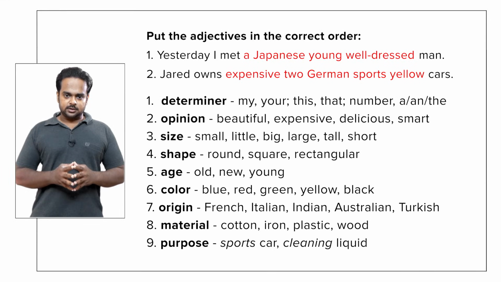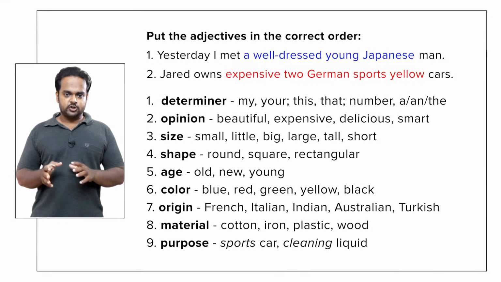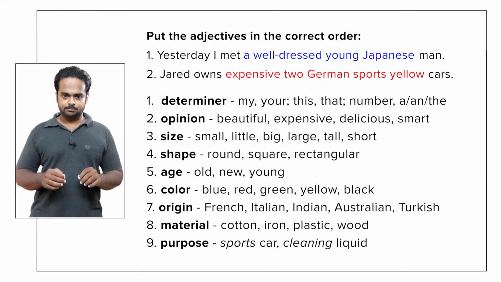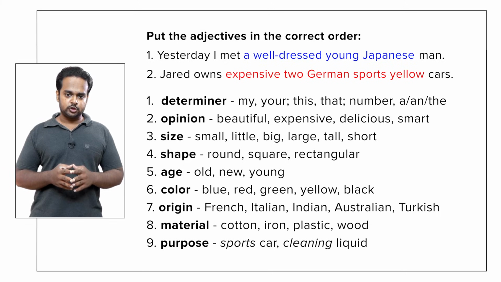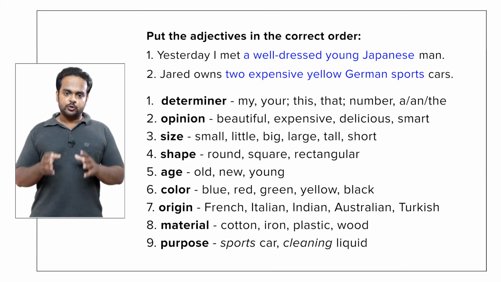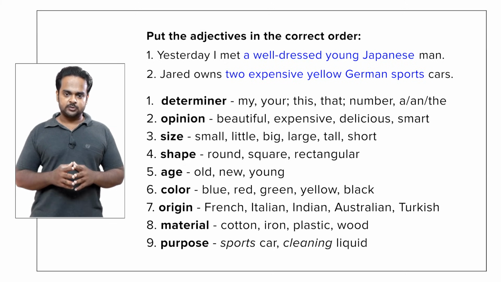Okay, in the first sentence, we should say, yesterday I met a well-dressed young Japanese man. The word well-dressed is an opinion, so it comes first. Age comes next, young, and finally, origin, Japanese. In number 2, Jared owns 2 expensive yellow German sports cars. Notice here that sports is the purpose, so it comes last.